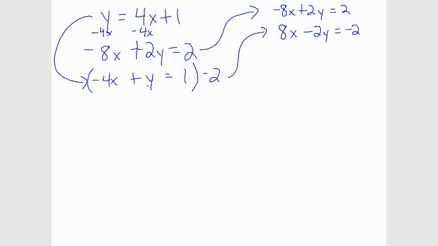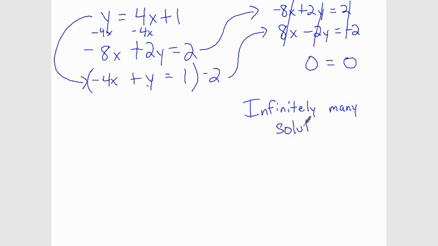And so when we add them together, everything cancels, and we get that same 0 equals 0 result we had in the substitution video, which means this is infinitely many solutions. And just recall that if you had gotten something like 0 equals 2, that is not a true statement. So that would be when you'd say there are no solutions.